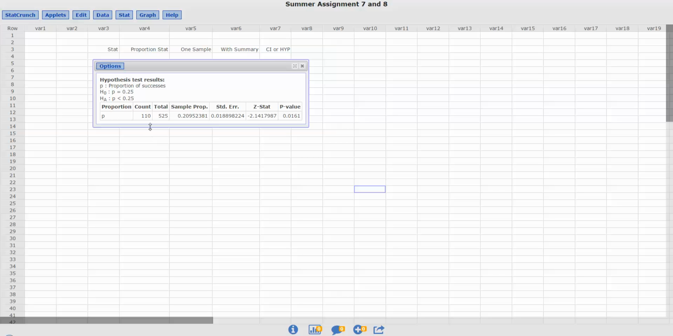So our sample, 110 out of 525, is unusual. So probably we're going to say that this number, our hypothesis, isn't right, because the number we actually saw was so unusual. All this will be made clearer, hopefully, as the year goes on, but that is summer assignment 7 and 8.